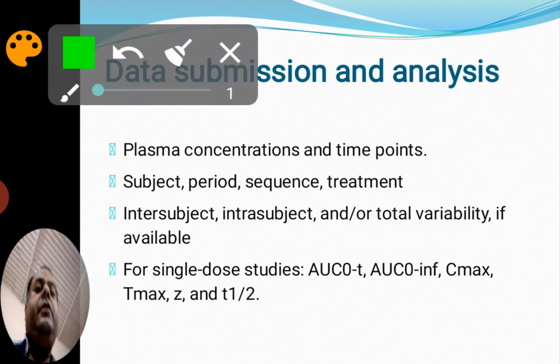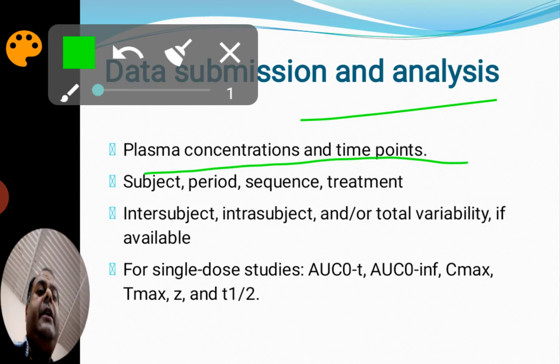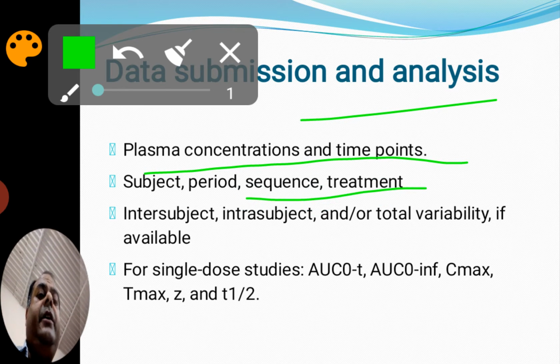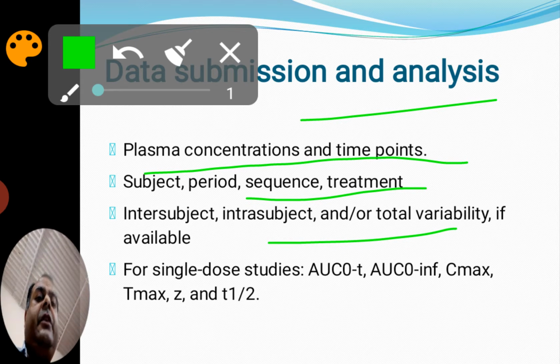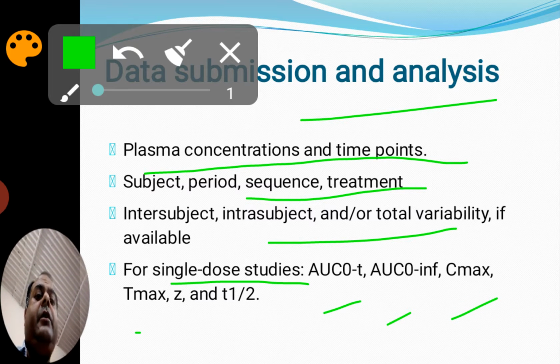Now let us talk about the data submission and analysis. So the plasma concentration and time points are considered while submitting the data. Subject, period, sequence, treatment should be discussed. Inter-subject, intra-subject and total variability, if available, shall be discussed in the data submission. And for single dose studies, the parameters which are considered are AUC 0 to T, AUC 0 to infinity, Cmax, Tmax, terminal elimination rate constant and elimination half-life.